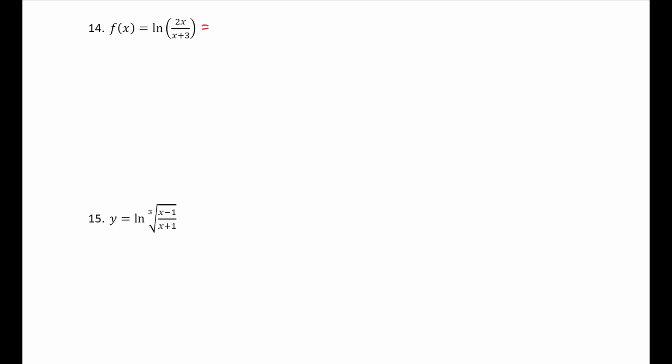Instead, let's rewrite our function first. We've done that in the past, and it's made things easier. It's going to make things easier in this case as well. So remember, the quotient inside of a logarithm you can rewrite as the difference of two logs. So we can write this as natural log of 2x minus natural log of x plus 3, which right away is going to be easier to work with. But then we can break it up even more. We have a product inside of a logarithm with the natural log of 2x. So we can rewrite this as natural log of 2 plus natural log of x minus natural log of x plus 3. Now this is going to be a lot easier to differentiate.